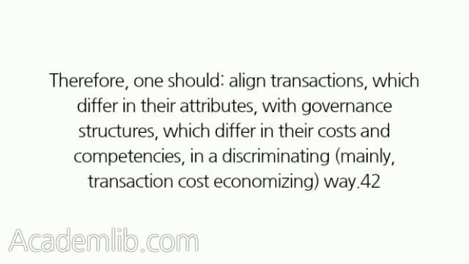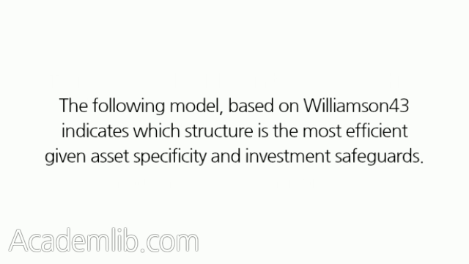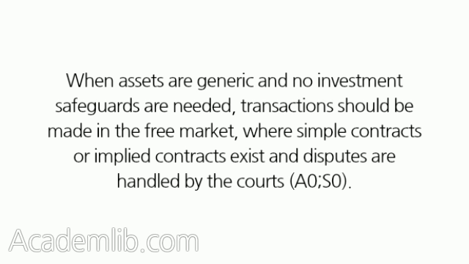The following model, based on Williamson, indicates which structure is the most efficient given asset specificity and investment safeguards. When assets are generic and no investment safeguards are needed, transactions should be made in the free market, where simple contracts or implied contracts exist and disputes are handled by the courts.